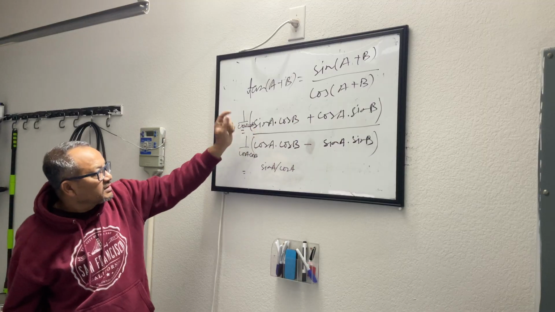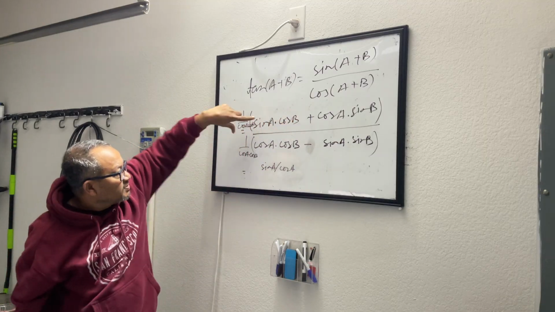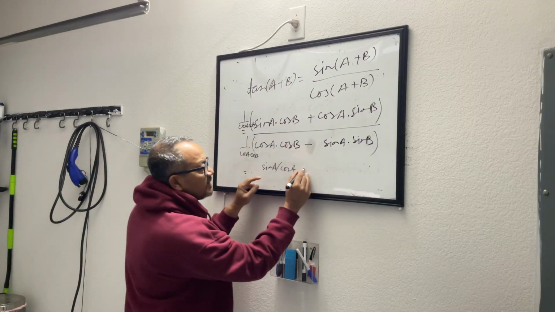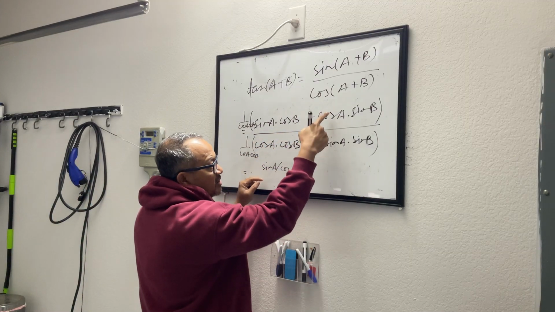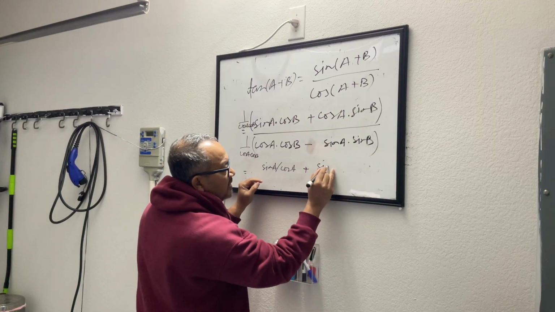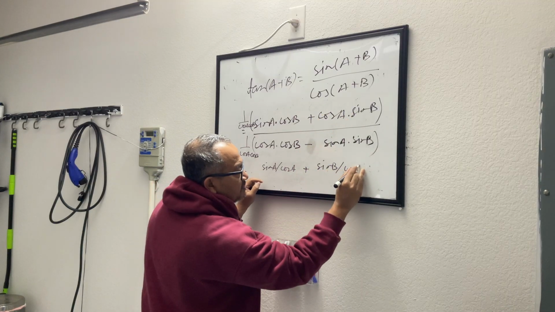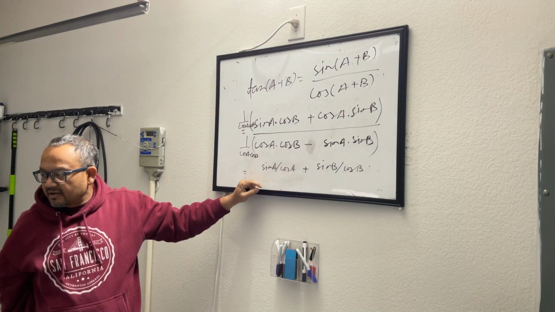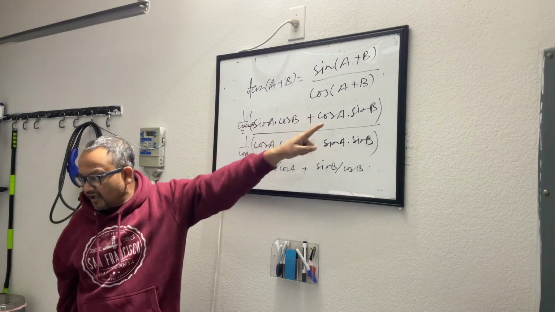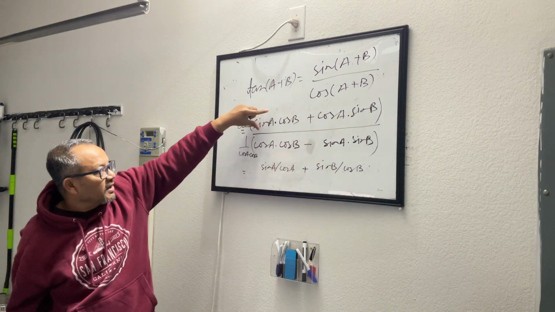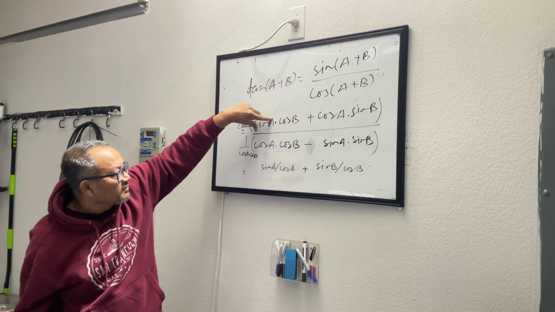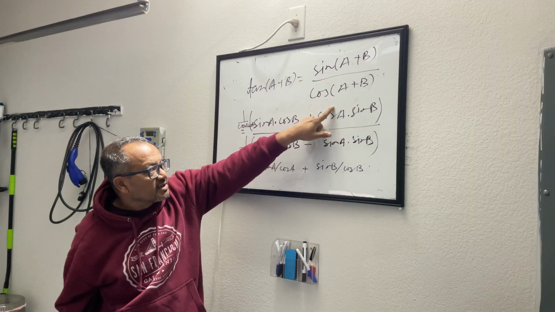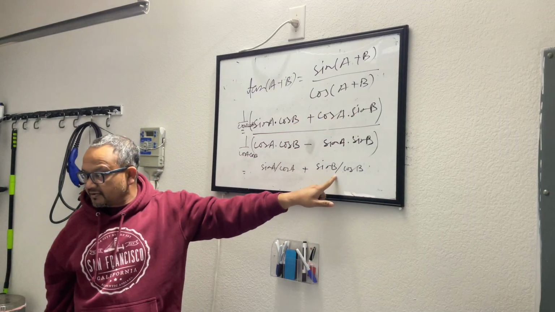So when we divide sin A cos B by cos A cos B, cos B gets cancelled out, sin A by cos A. That is the first one. Similarly, when you divide this one by cos A cos B, cos A gets cancelled out, and then you have sin B divided by cos B. The first two terms. So I'm just dividing everything by cos A cos B, okay? Every term. You are left with sin A by cos A, and sin B by cos B. That's what you have here.